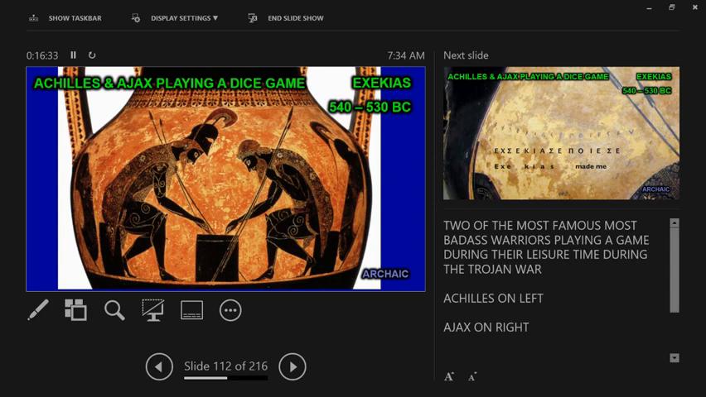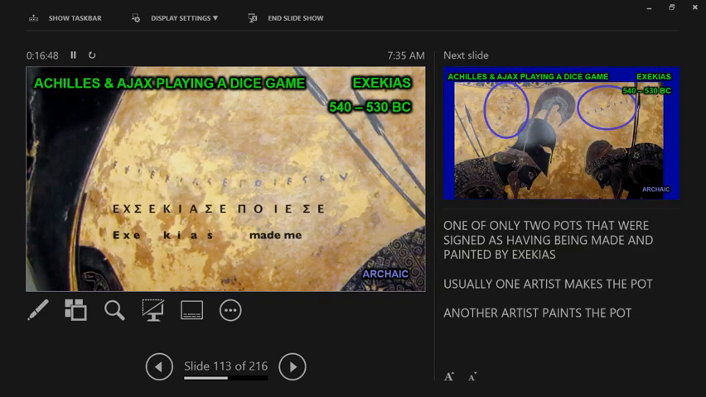So here we have two of the most famous and most badass warriors playing a game during their leisure time during the Trojan War. Achilles is on the left, Ajax is on the right. If we look closely, we can see the signature of the artist, and it basically says, Exekias made me. This is kind of unusual where the artist makes the pot and paints it. Usually you have one artist that makes the vessel, another artist paints it.